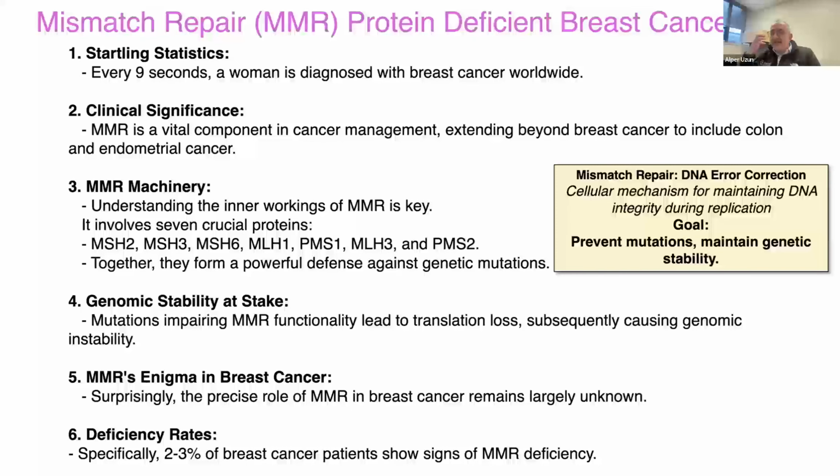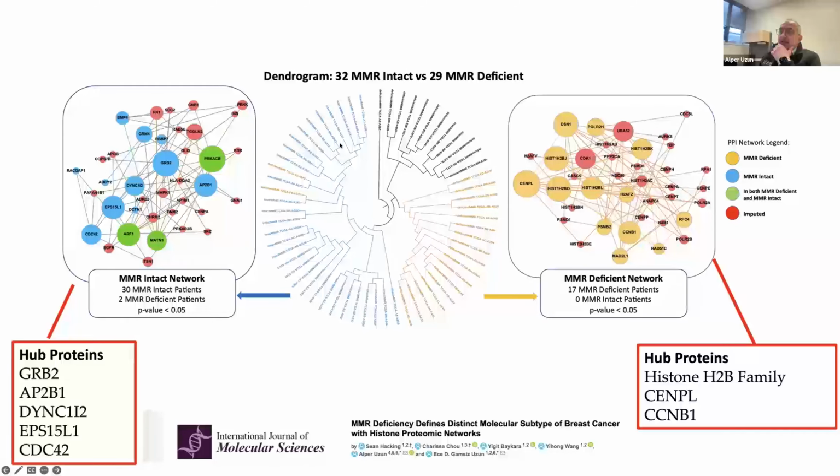What you see here is the dendrogram, the one that I showed previously, which was the more rectangular one, but when you lack space, the best way to show it is in a circular way. The blue colors are the 32 MMR intact patients, and the yellow colors are the 29 MMR deficient patients. The network representing intact patients is here, and the network for the deficient patients is here. What you see is there are some hub proteins here.